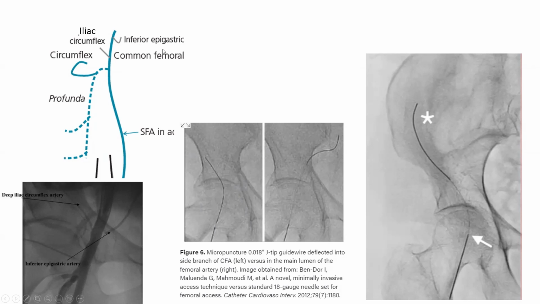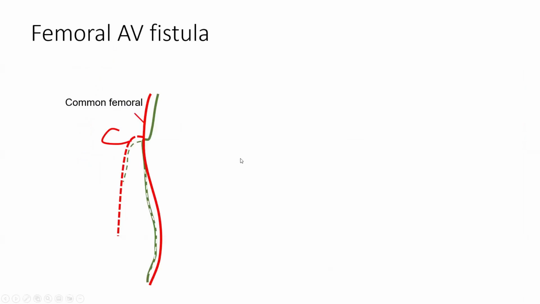Another cause is the inferior epigastric. On occasion, somebody may stick through and through the inferior epigastric into the common femoral artery, and I've seen that complication. And then when you take the sheath out, you will have a massive bleed from the inferior epigastric. So be familiar with those arteries.